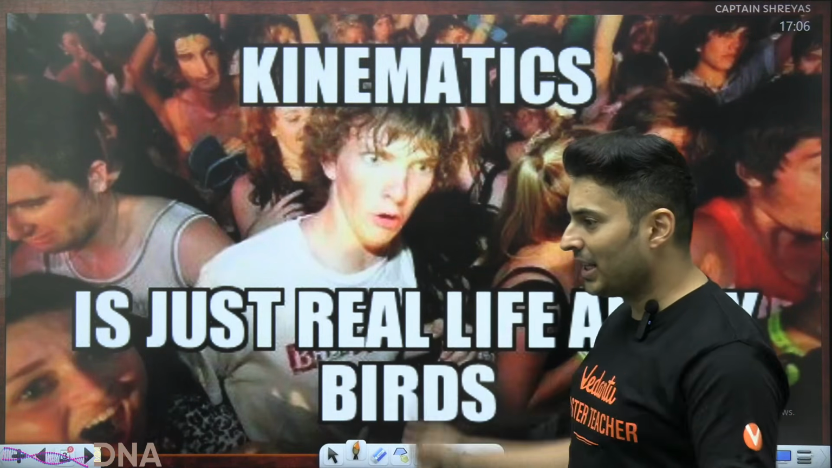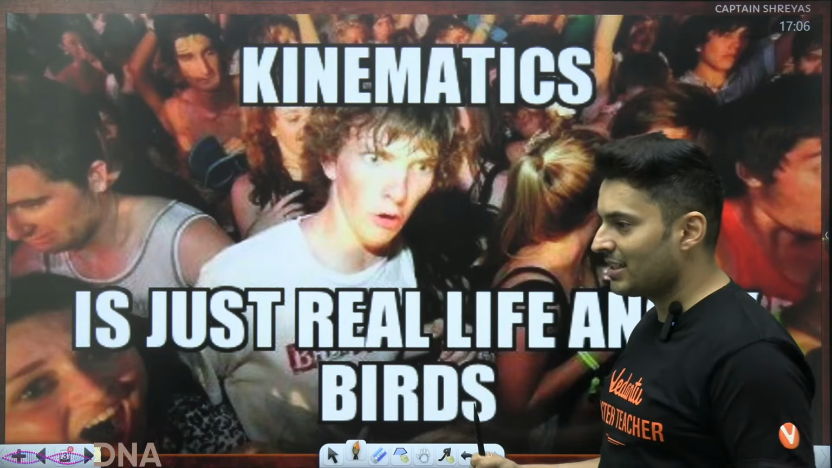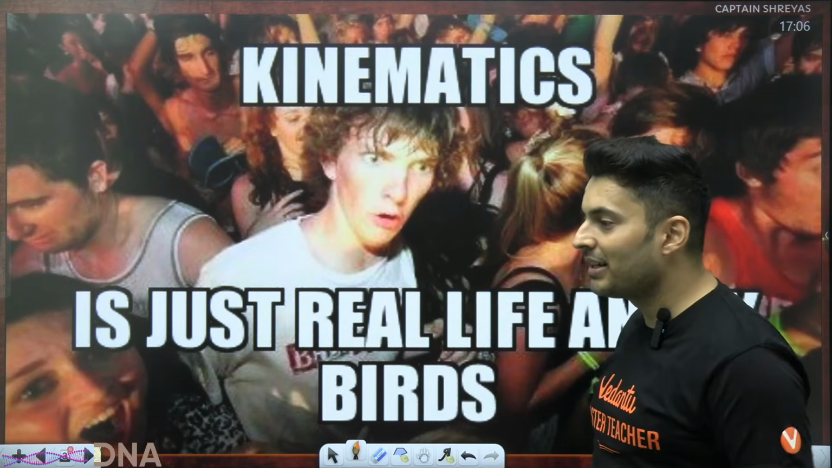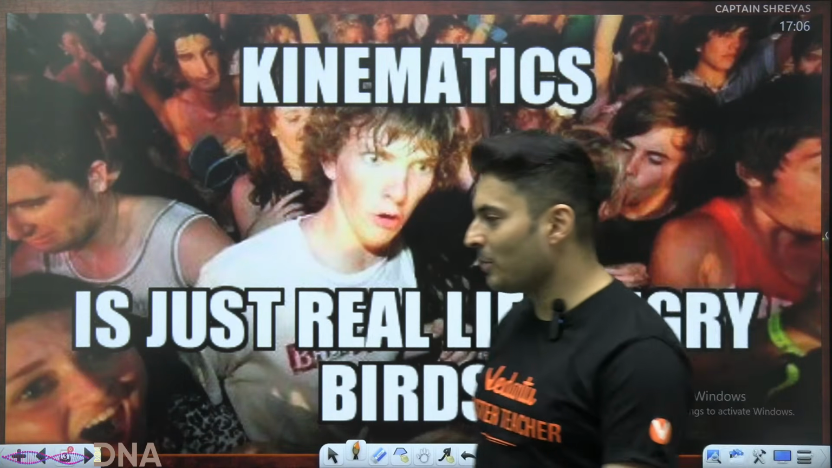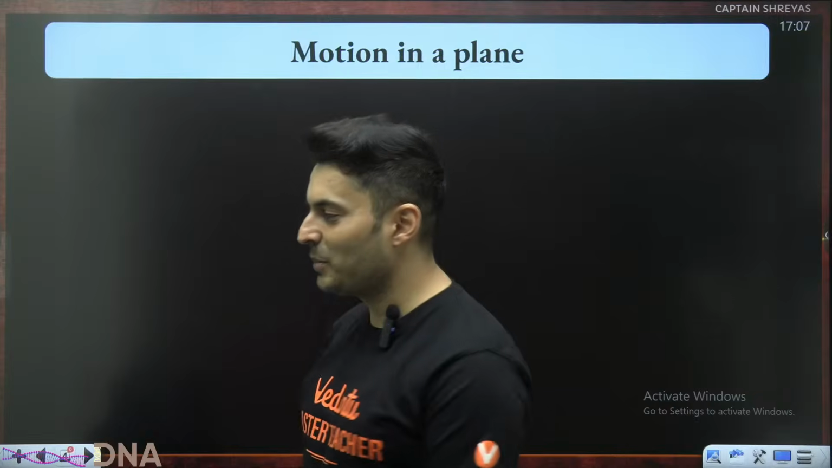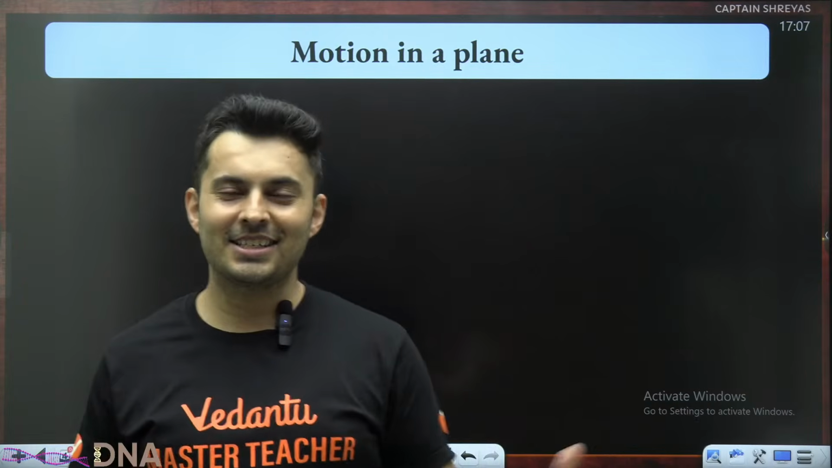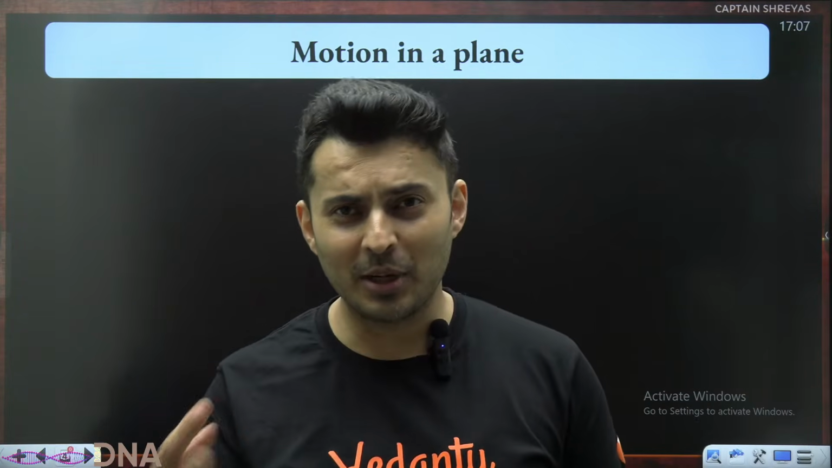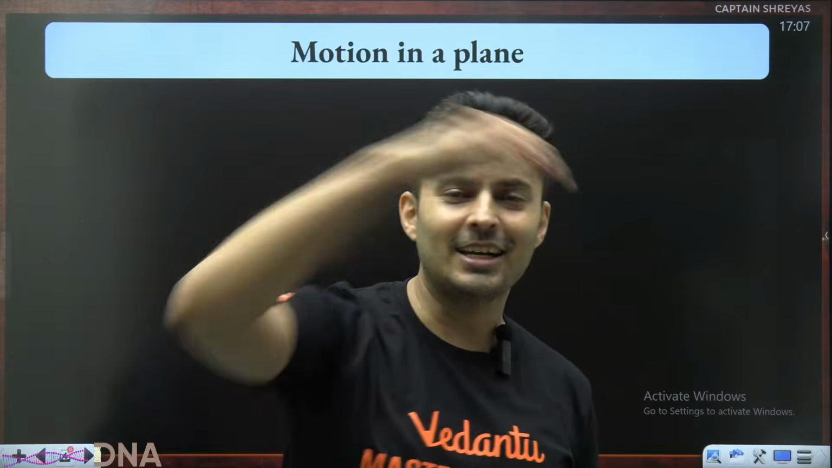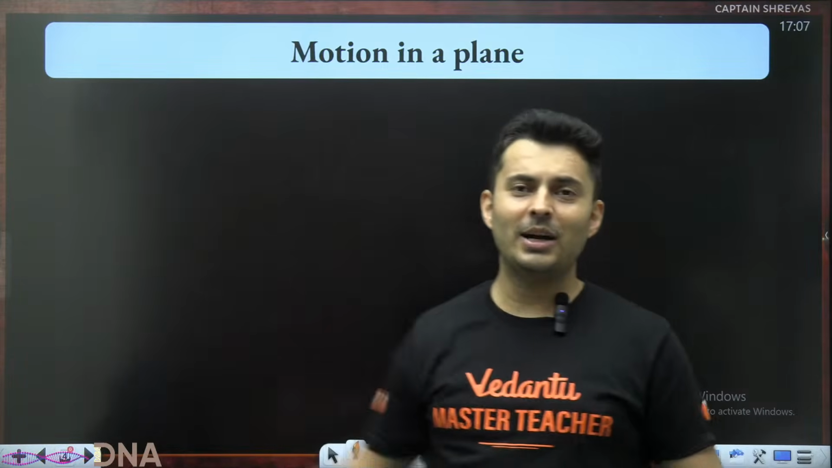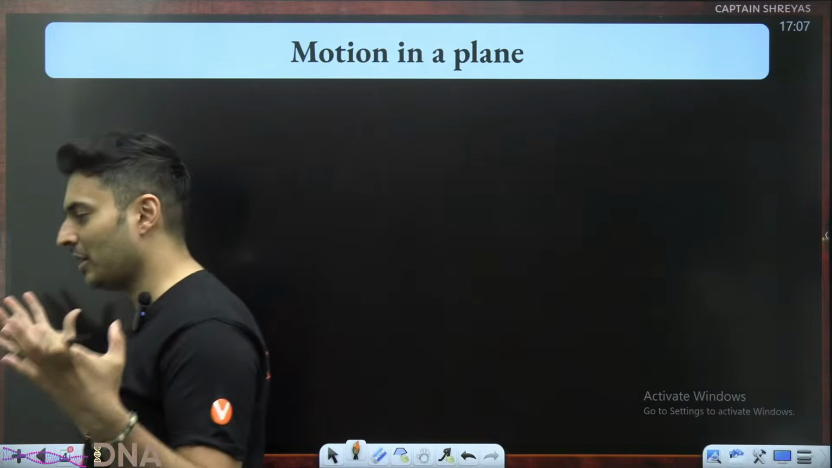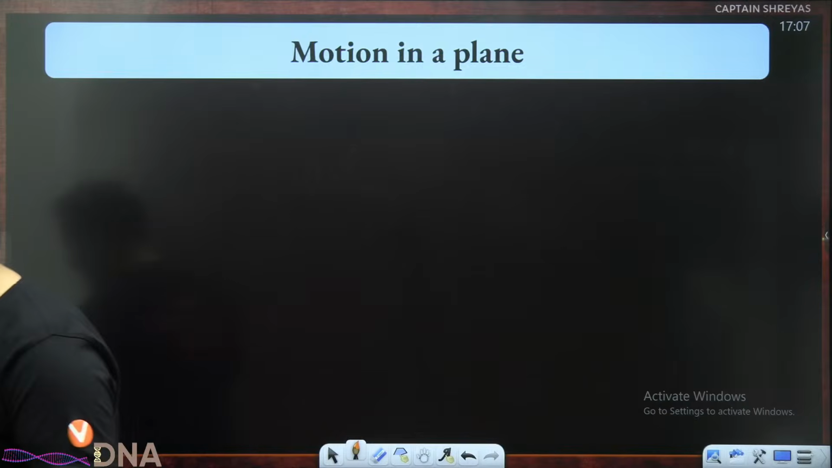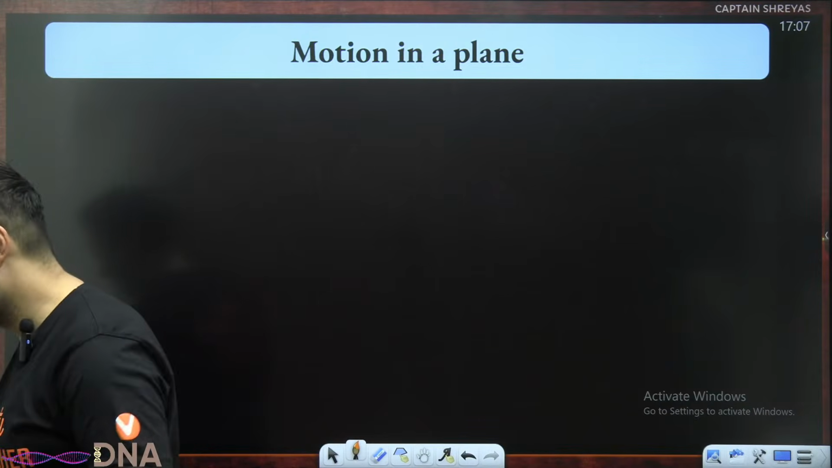Let's begin with the class of kinematics and 2D motion, and you will realize that kinematics is nothing but just Angry Birds in real life. If you have played Angry Birds, you know the game where you throw that bird and it goes in an inclined path, it goes in a curvy path. That uses the knowledge of motion in a plane or kinematics in 2D. So that is what this is all about.